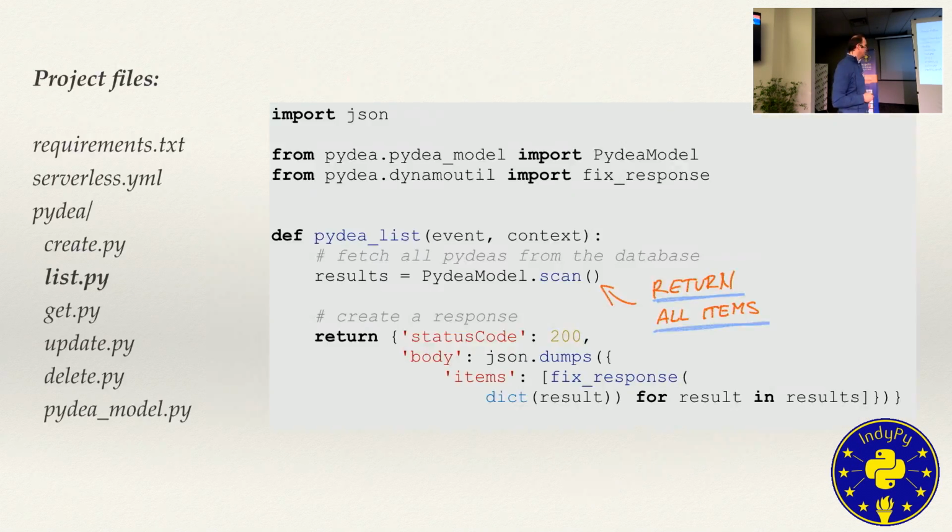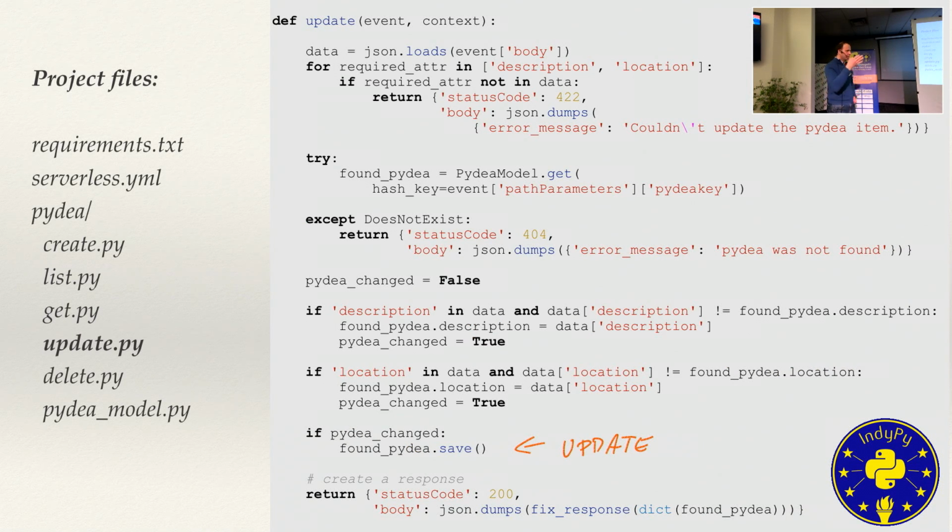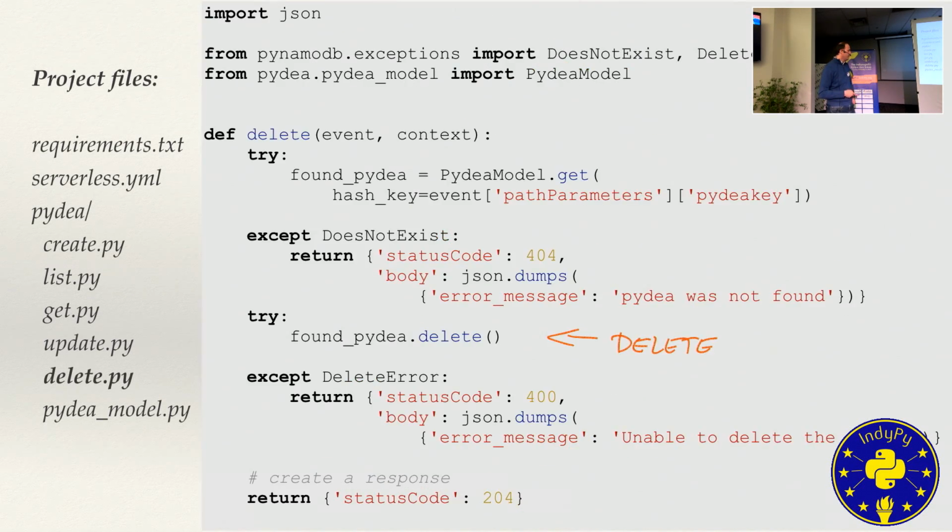So for the change in the code, I created a couple more Python functions, very simple ones. If you use DynamoDB, the scan gives you all the items. The get, you can find by the key that's on the path. Update is kind of the same thing. It finds it, sees if anything changed, and overwrites the item. And then delete is pretty straightforward as well.